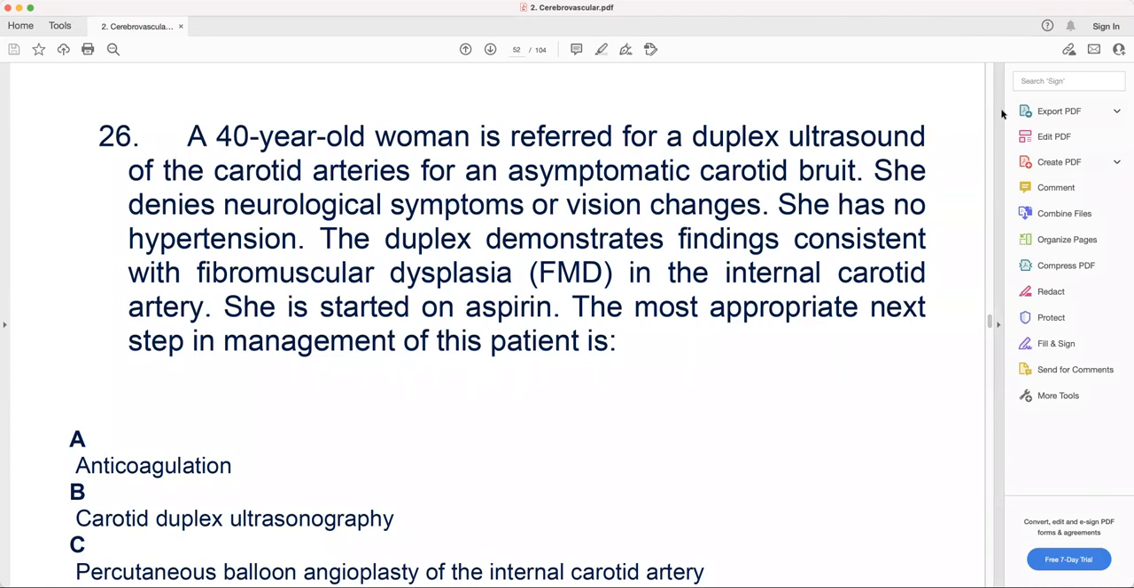She denies neurological symptoms or vision change. She has no hypertension. The duplex demonstrates findings consistent with FMD in the internal carotid artery. She is started on aspirin. The most appropriate next step in management of this patient is... I think I need to survey another.